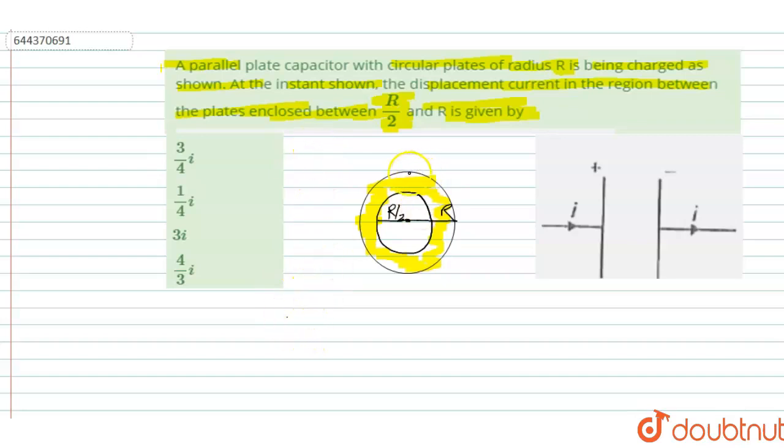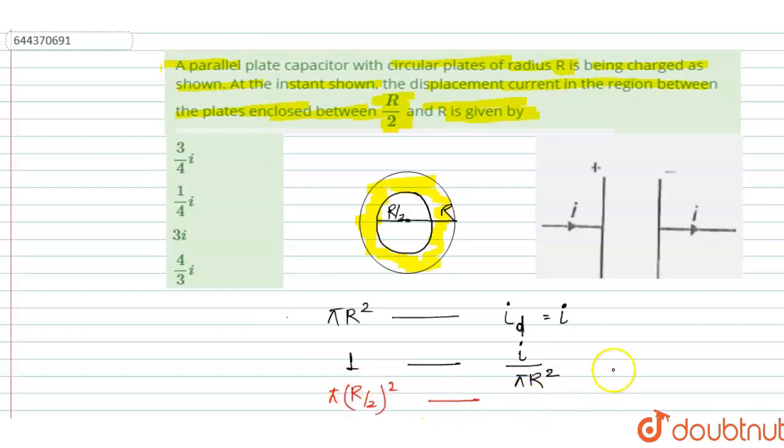If the area of the plate is pi r square, then the current flowing in this direction is I d, and in this case this is I. Then if the area is 1 unit, the displacement current is I upon pi r square. And if the area is pi (r by 2) whole square, then the total current flow is equal to I by pi r square into pi (r by 2) whole square.